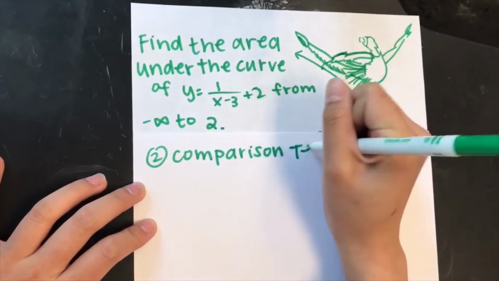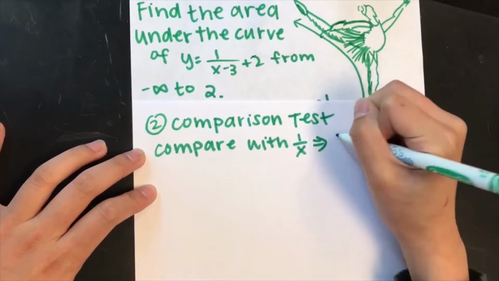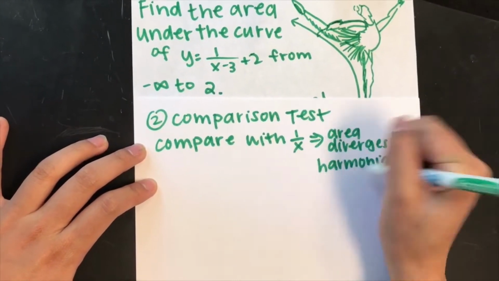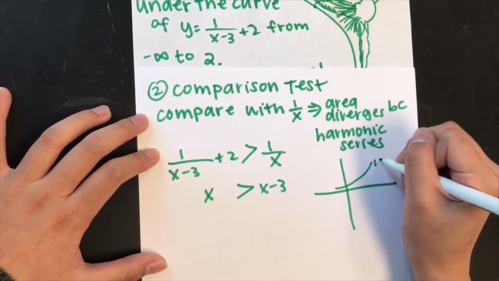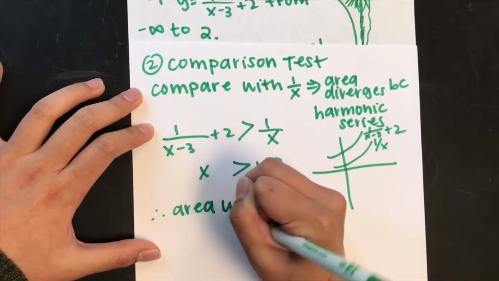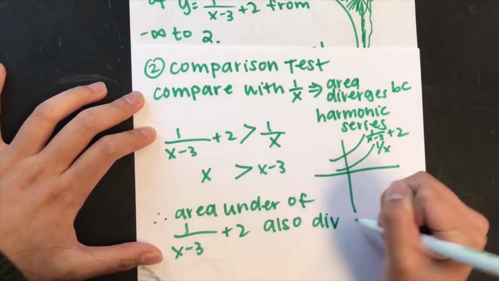We can also use the comparison test to find the area under the curve. We can compare this function to 1 over x. Since 1 over x is a harmonic series, it diverges. 1 over x is smaller, or under the arabesque graph, therefore the graph of the arabesque also diverges.